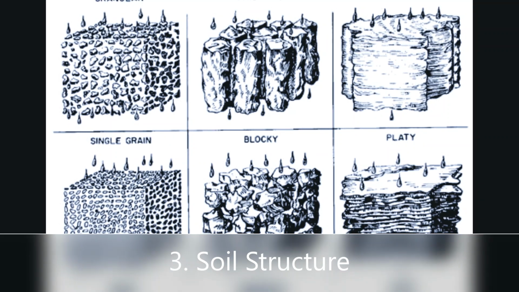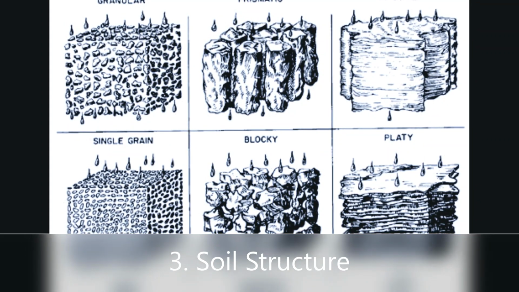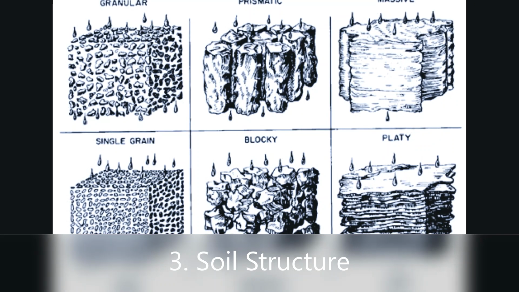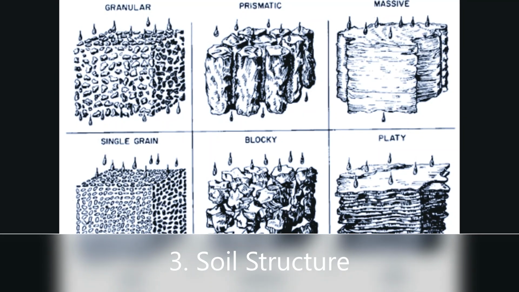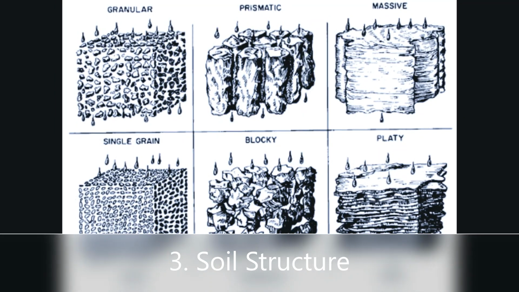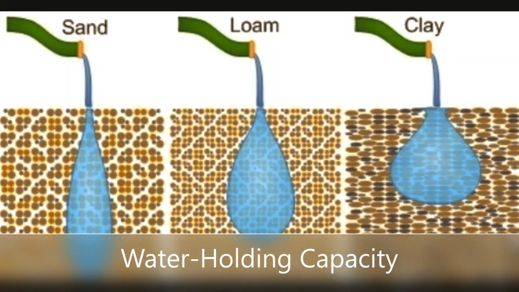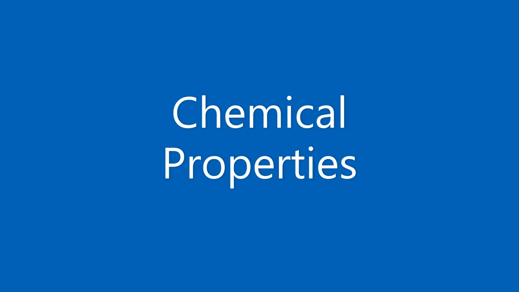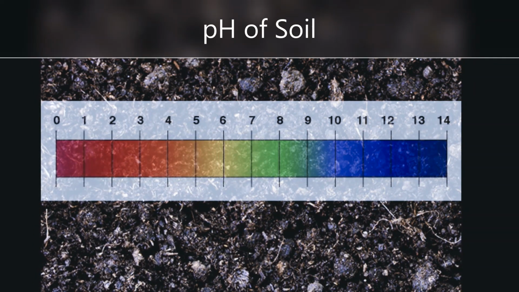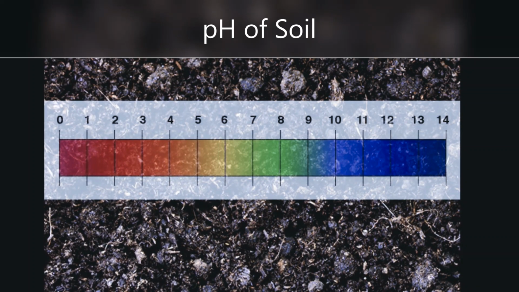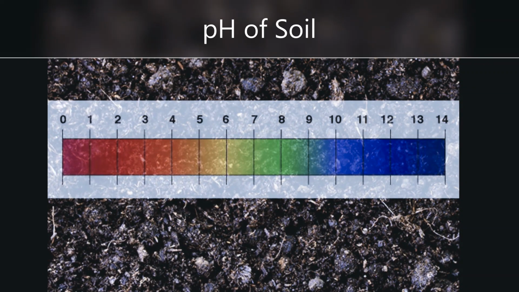The soil structure is also one of the physical properties of the soil. There are platy structure, prismatic, columnar, blocky, granular, wedge, lenticular, single grain, and massive structure. The water holding capacity is also a physical property of a soil. It's either the soil can hold the water or not. The pH of soil is one of the chemical properties of soil. Every type of soil has its own pH. It's either acidic or alkali.